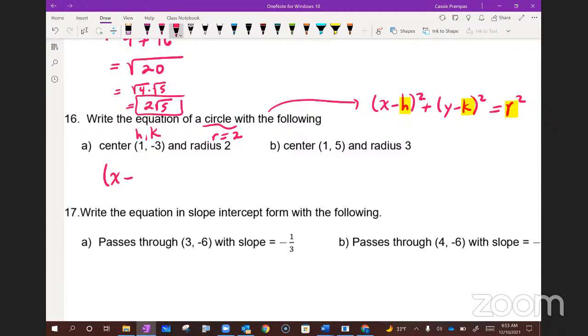Quantity x minus 1 squared plus quantity y minus -3 squared is equal to 2 squared. And the last thing I can do is that minus a negative will create a nice positive. So I have plus quantity y plus 3 squared is equal to 4.